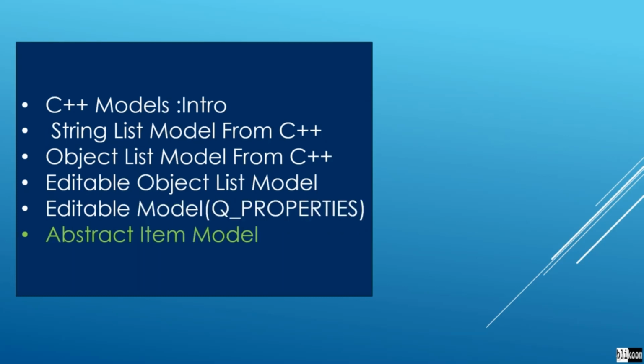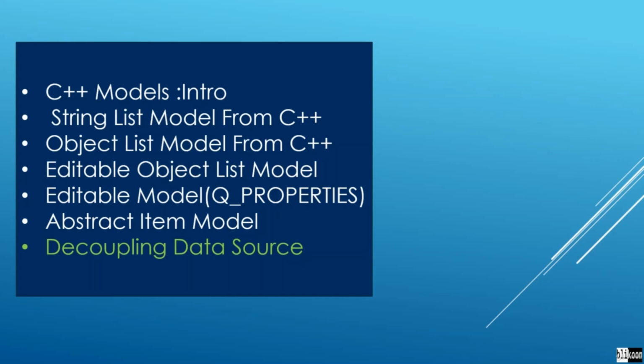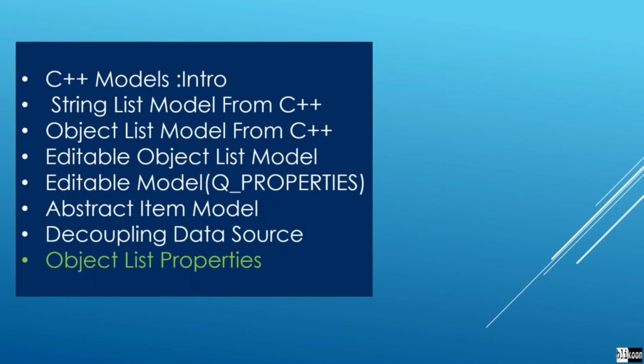We moved on and showed you a way you can implement your own model completely from C++ and make it available to Qt Quick. We showed you how you can decouple the data from the model and have a separate class to manipulate your data. And we closed the chapter by showing you how you can enable your model to use list properties, making it a model that is completely usable in Qt Quick.